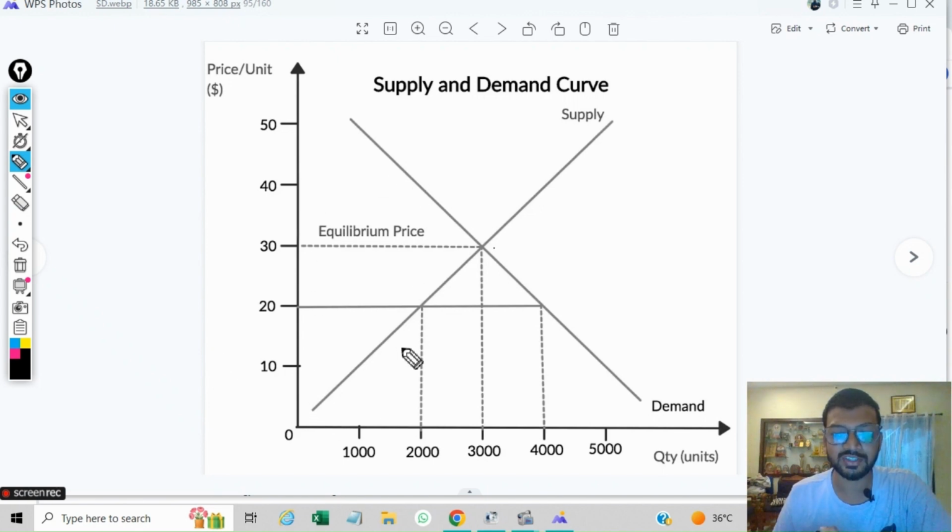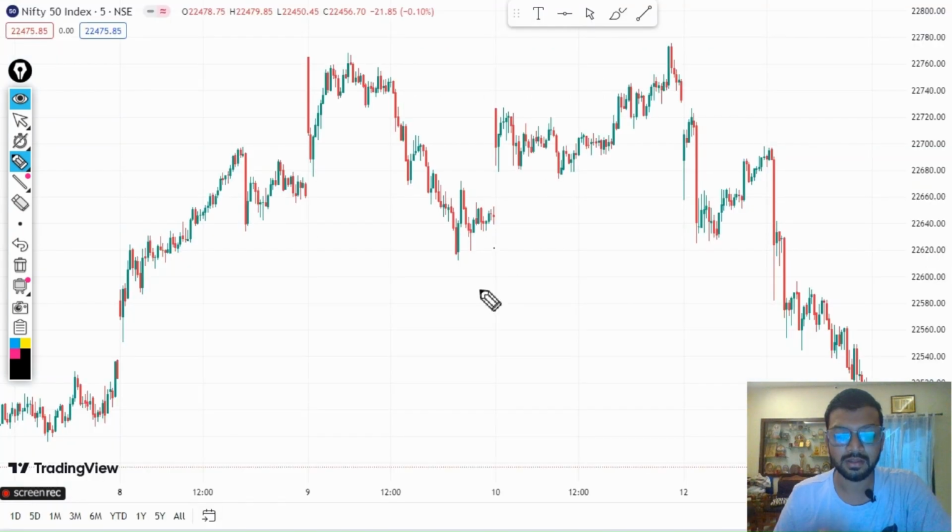You can see here on the chart, as the price and quantity increase, supply increases, and as the price and quantity decrease, the demand also decreases, and it becomes equilibrium at certain points. Now let us understand what the supply and demand zones in the market are, with the charts.